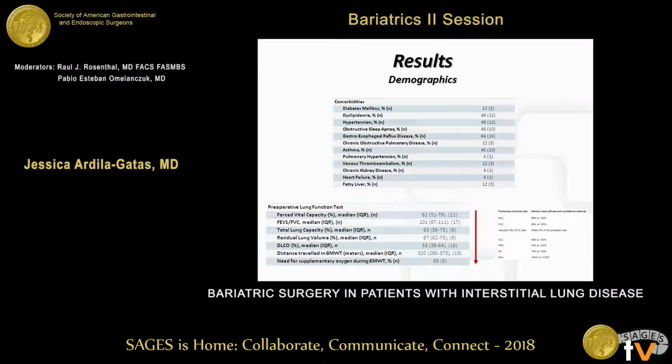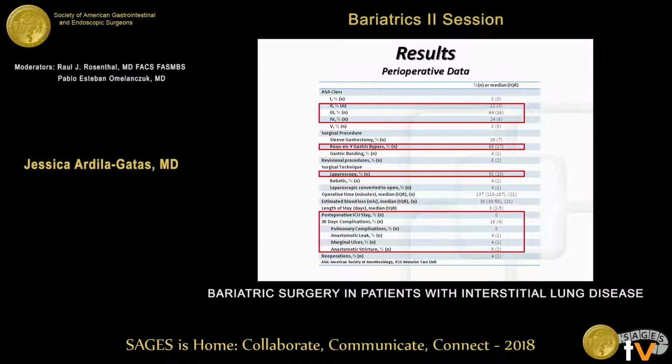And here we can see the preoperative pulmonary function tests. As we can see, all of our patients had decreased pulmonary function tests compared to the normal population, significantly for the forced vital capacity, the total lung capacity, the residual lung capacity, DLCO, and then the distance traveled in the 6-minute walk that most of these patients take to assess their pulmonary function.